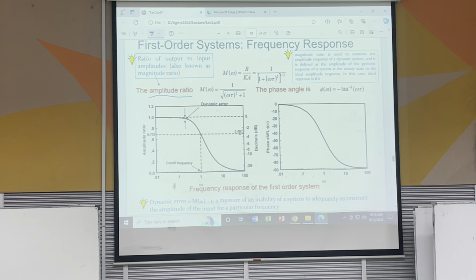So you can look at this. This is where you have the cutoff frequency at omega tau equals 1. There's a definition for that. I'm not sure you still remember or not. Basically, this means when the power is cut in half or something like that, right?